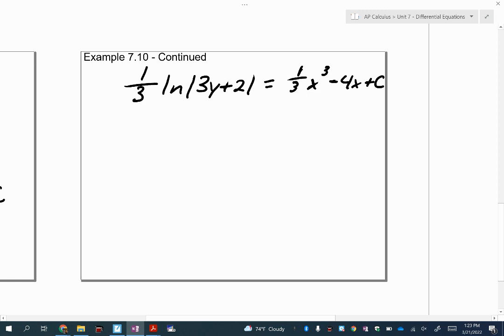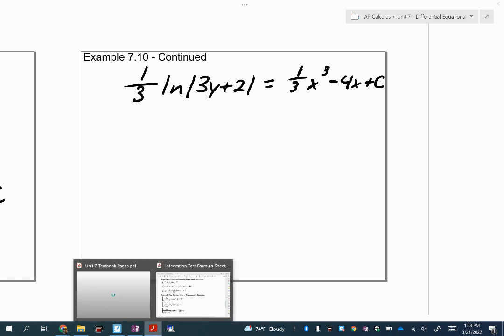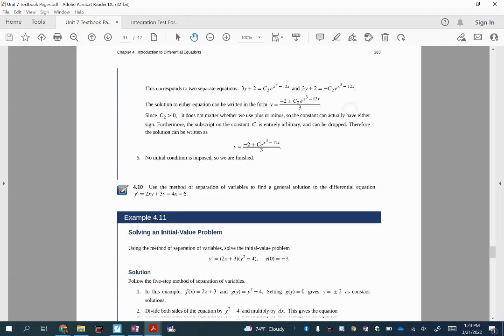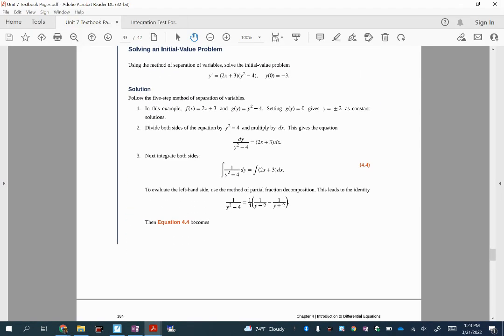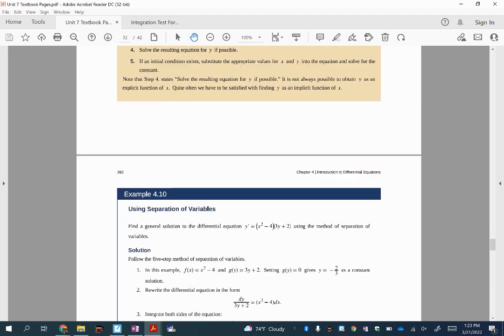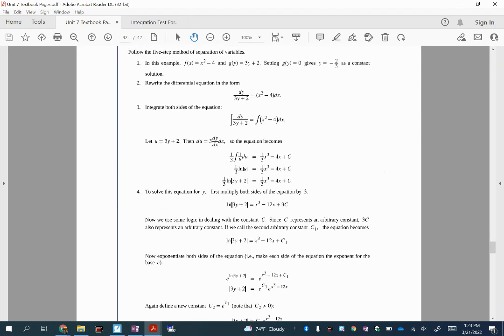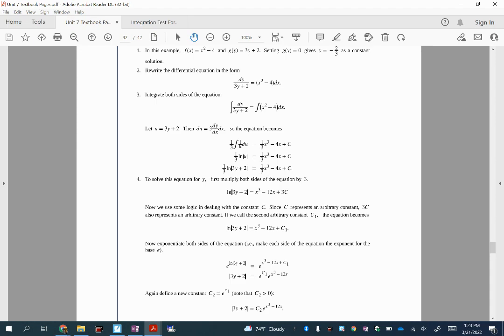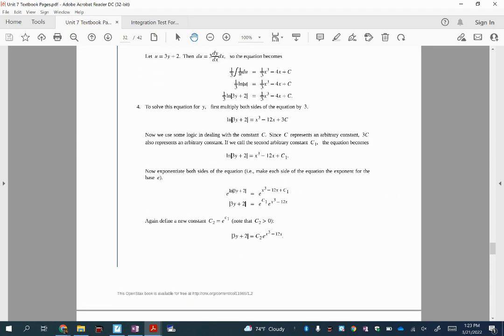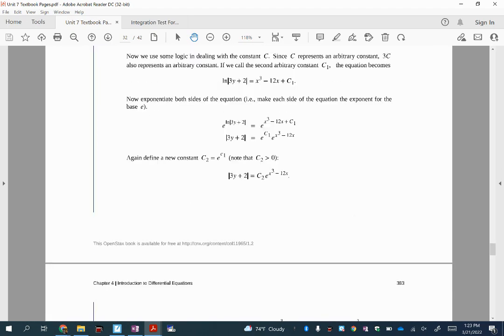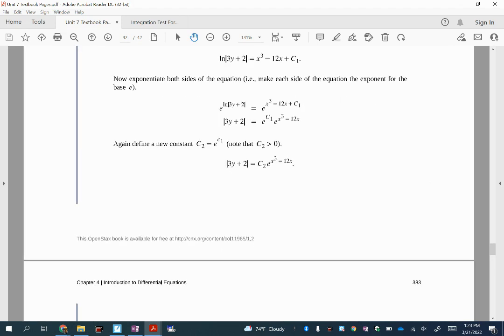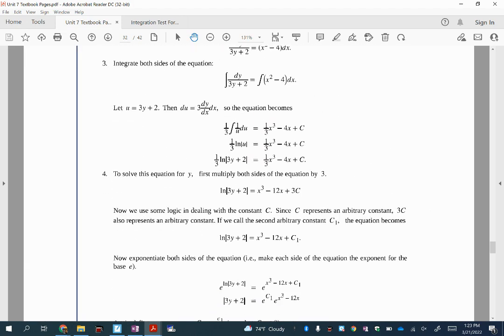Now, if this were the AP exam, and it's not going to be this complicated, but if I wanted to continue to find the solution, I would end up solving for y. I'm going to stop here, and I can show you in class how it works. This is the example from the textbook, and you can look in the textbook. It's on Classroom. We're about here in the middle, number 4, and then there's a lot of exponentiating here, which you don't need to do on the AP exam. That really comes into being Calc 2 stuff.